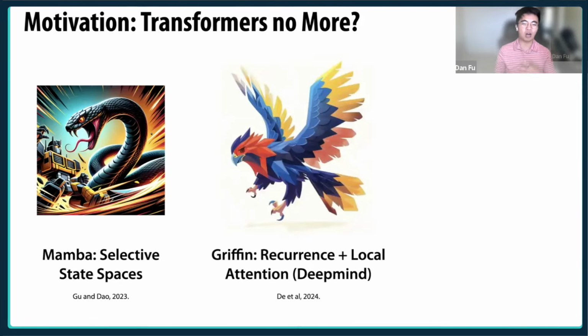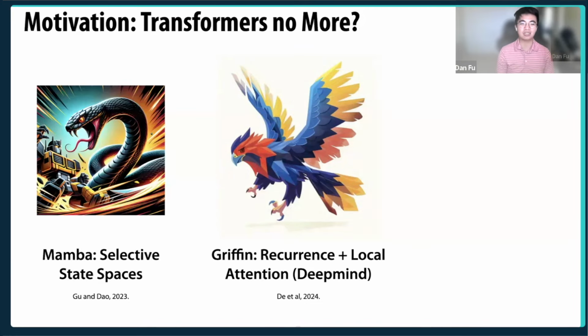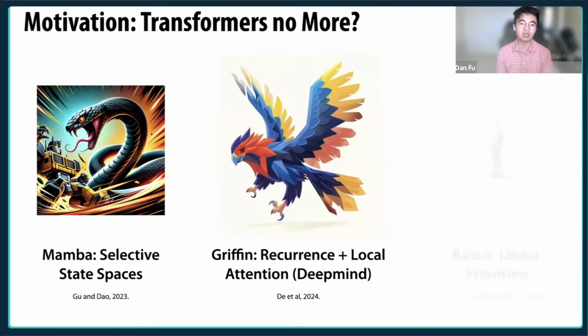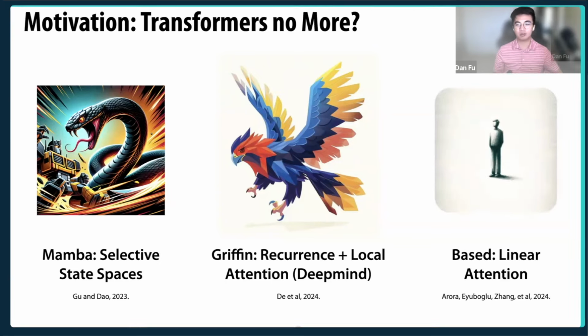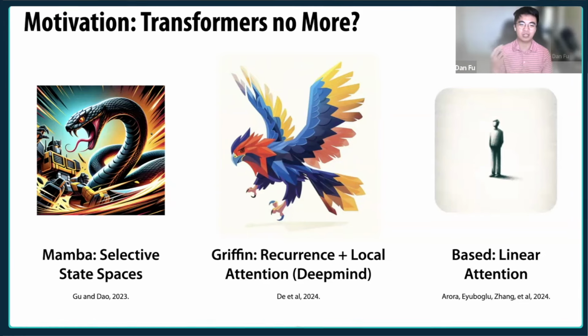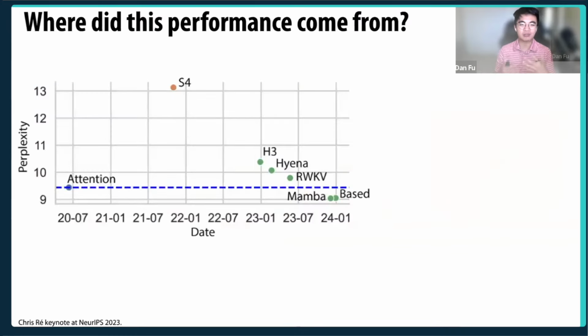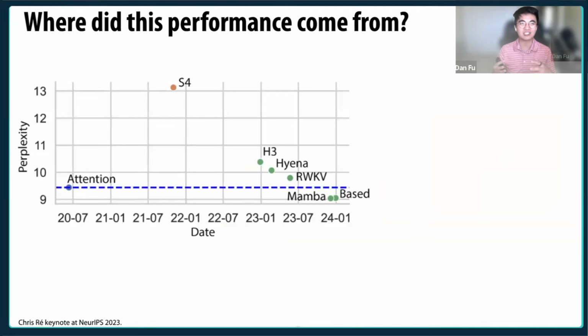DeepMind released these models called Hawk and Griffin in February, which I think combine some recurrent neural network ideas with some local attention ideas, some new architectures that can scale better than transformers. A few months ago, some of my lab mates at Stanford released this model called Based, which shows that linear attention can actually be a pretty convincing alternative to the full quadratic self-attention. What's remarkable is that after about 6 years, it might be the case that finally the transformer-dominant paradigm may be coming to an end.